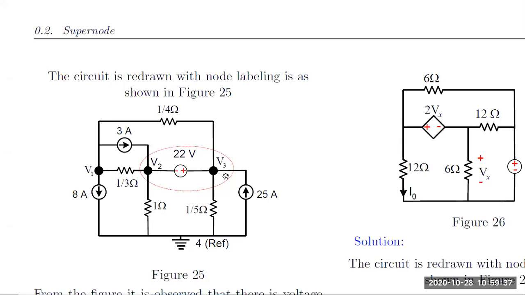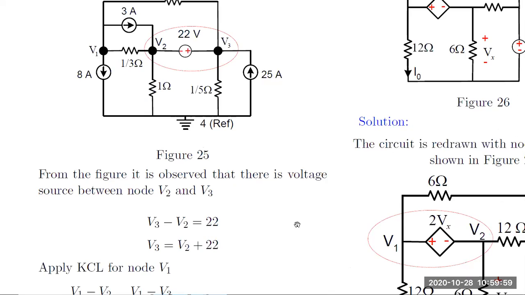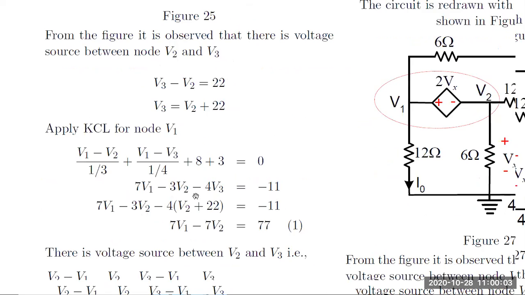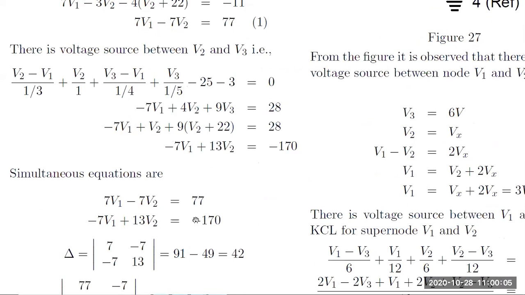Now we will move to the third node. V3 minus V2 equals 22, that we did already, that is the super node equation. V3 by 1 by 5, V3 minus V1 by 1 by 4, minus 25. Yes, that's all. So that is the equation. Then simplify and write the equation.